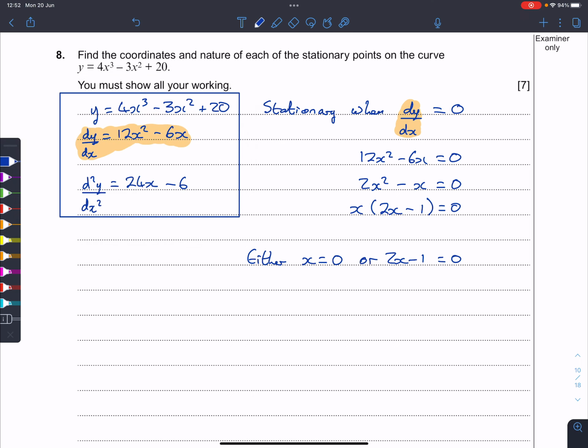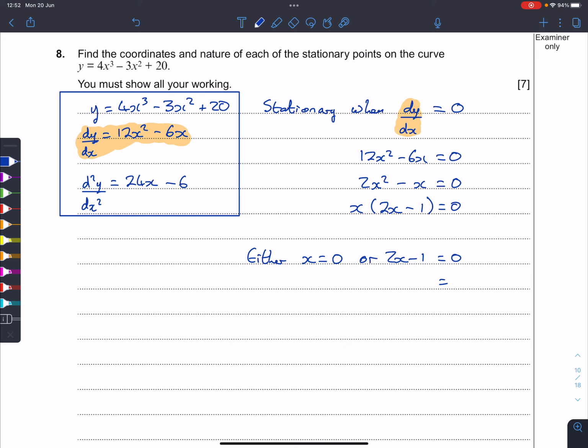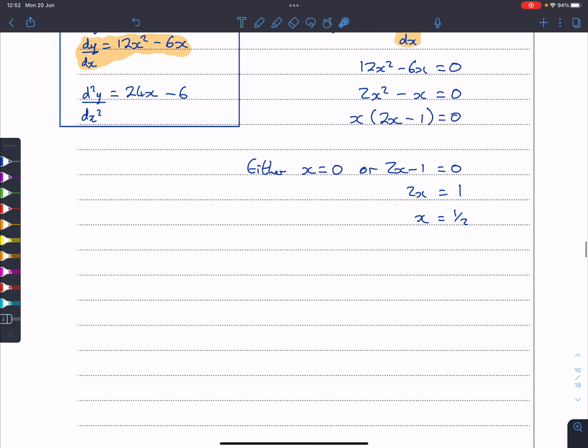So I'm going to solve these equations. Well, the first one's already solved: x equals 0. On the second one, I'm going to add 1 to both sides, so I'd have 2x equals 1, and then divide by 2. x is going to be equal to a half. So that is the x-ordinate. I want the coordinates, so I need to find the y-ordinates that match up with these.